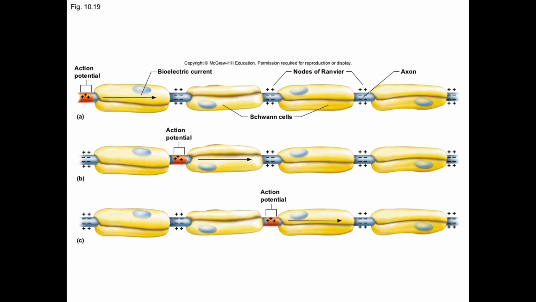So the presence of a myelin sheath dramatically increases the rate of action potential propagation. So let's find out what happens when things are myelinated, you all. So myelin, in case you've forgotten, is an insulator.